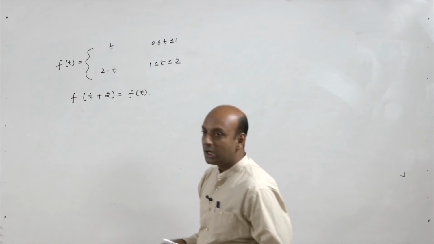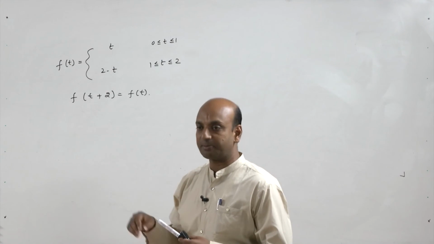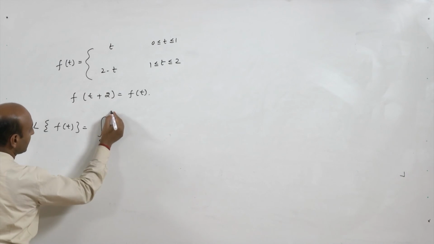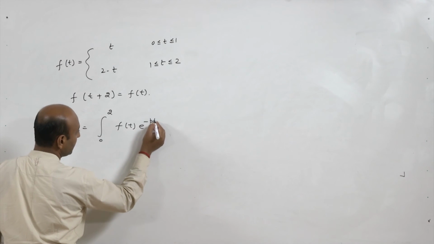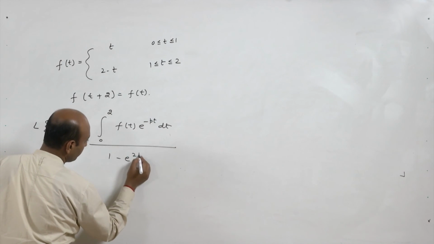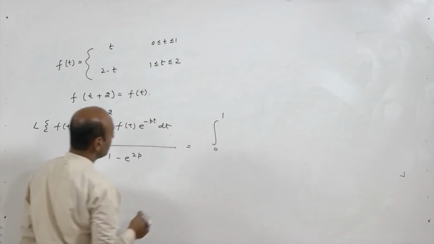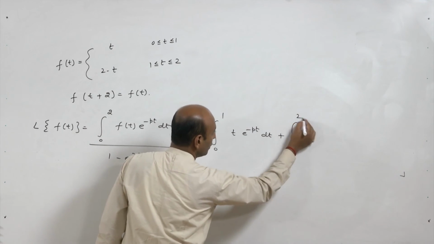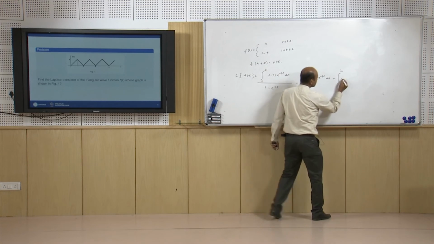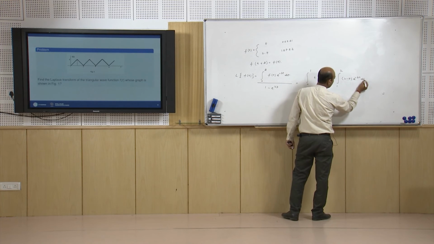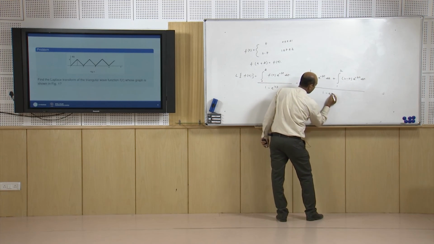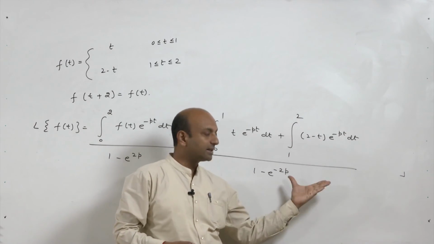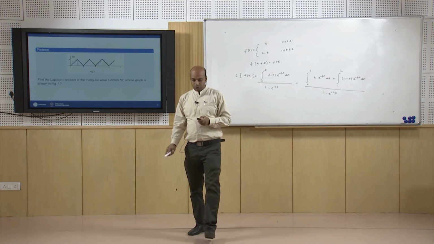Now we can easily find the Laplace transform of this function using the expression for Laplace transforms of periodic functions. So the Laplace transform of this f(t) is integral from 0 to T of f(t) e^(-pt) dt upon 1 minus e^(-2p), which is equal to, now we have to break it, 0 to 1 f(t) is t, so it is integral of t e^(-pt) dt plus from 1 to 2 it is 2 minus t, so integral of (2 minus t) e^(-pt) dt, and the whole divided by 1 minus e^(-2p). So you can apply integration by parts here and here also and simplify to get the Laplace transform of this triangular wave function. So thank you very much.